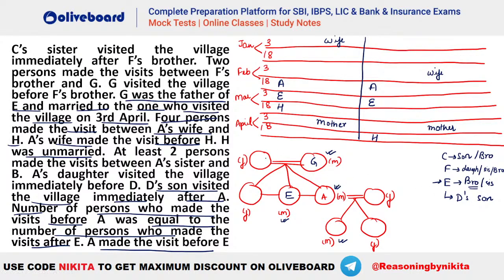So who will D be? D will be this person. So you can see D will be the mother. So you can place D here. Similarly, you can place your D here. Okay, so we have got your D.